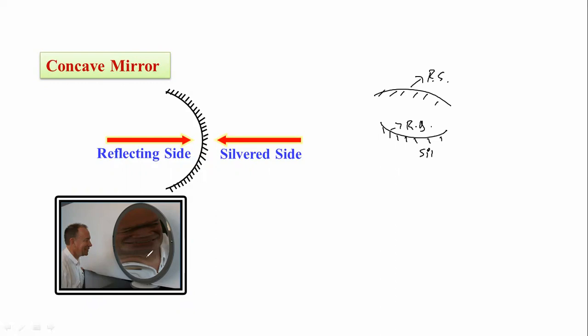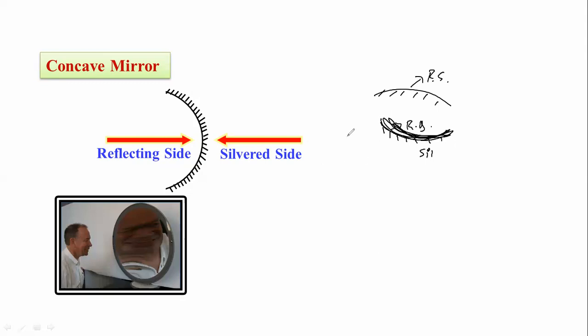Okay, you can see the images, then you will understand. So this is a concave mirror. You cannot see your face properly because this end is bulged. The reflecting surface is bulged. Okay, so this is what we call a concave mirror.